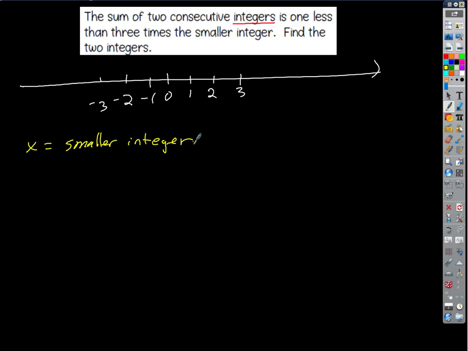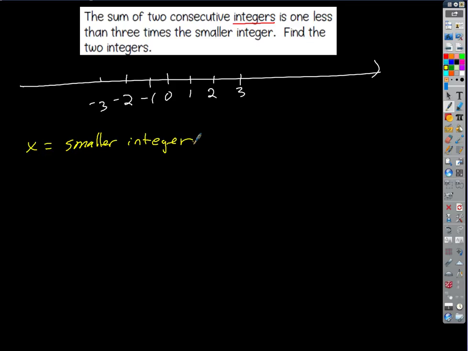Everybody agree? Now extend that thinking. You're all thinking about this correctly. If the smaller integer is x, what's the larger integer then? Without introducing another variable, just in terms of x, what would it be? x plus 1. Isn't that the pattern that we established? You just add 1 to get to the next integer.